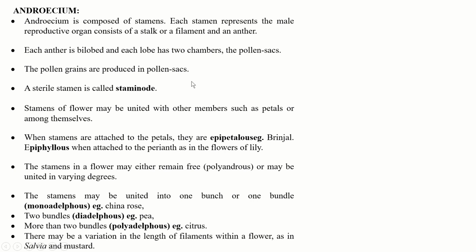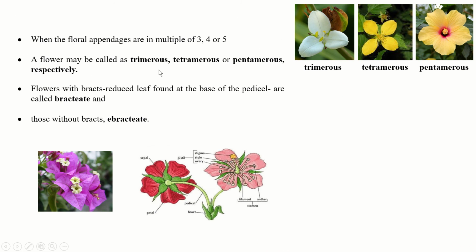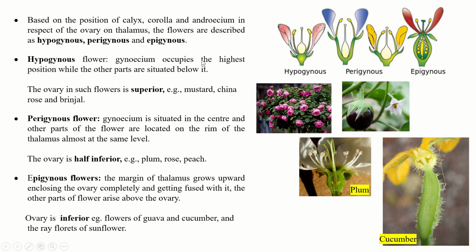So we'll stop here, students, for today's class. I hope you have understood. Today we have studied the floral appendages, and based on them, flowers are classified as trimerous, tetramerous, pentamerous, then bracteate and ebracteate flowers. Then based on the position of the ovary, the flowers are called hypogynous, perigynous and epigynous.